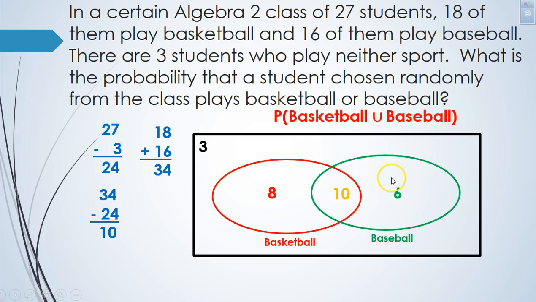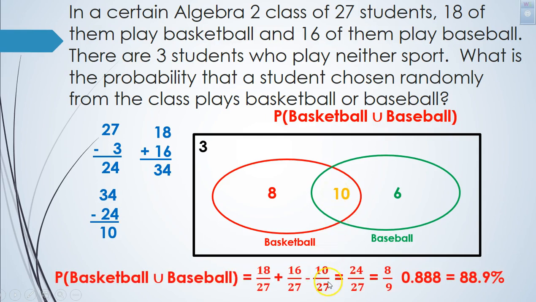So ultimately, there are two ways we could solve this. We could add these three numbers together, which will give us 24. Or we can do our typical probability for an or statement, which means we're going to add the 18, all of the basketball players, 18 over 27, plus the baseball players, 16 over 27, and then we're going to subtract the overlap, which is the 10 over 27.